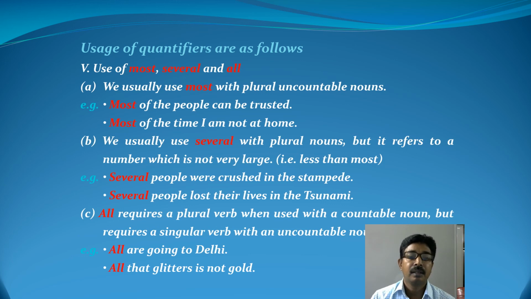And use of all. All requires a plural verb when used with a countable noun, but requires a singular verb with an uncountable noun. Example, all are going to Delhi. Another example, all that glitters is not gold.